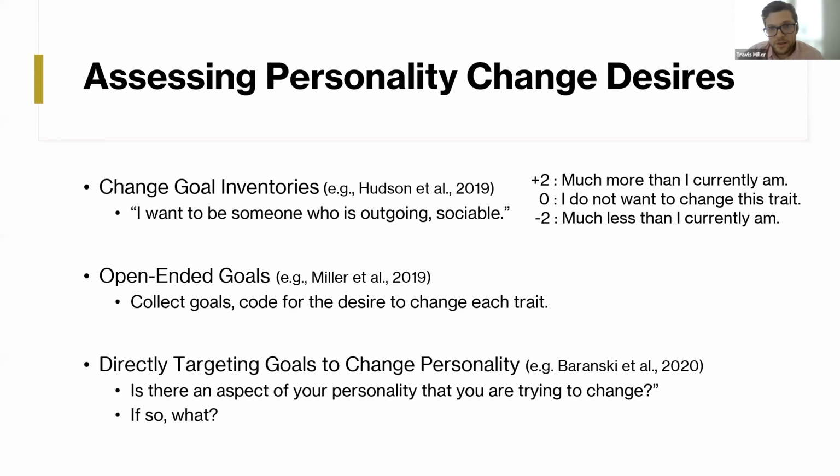Findings across methods have consistently shown that most people desire to change some aspect of their personality, that most people want to change in the socially desirable direction, and that the desires to change are inversely related to current trait standing. The purpose of the current study was to compare these methods to each other within person.